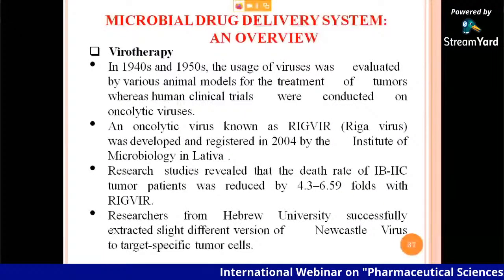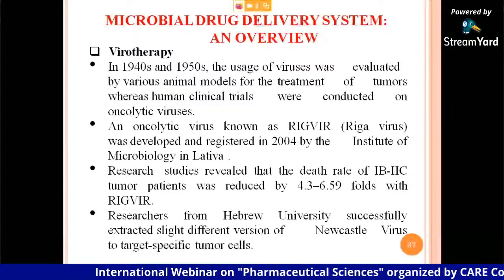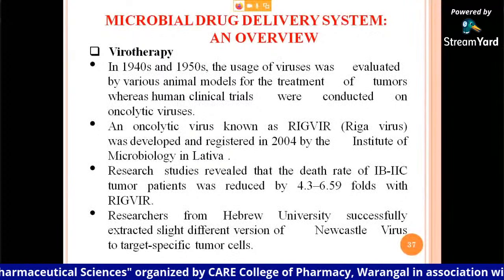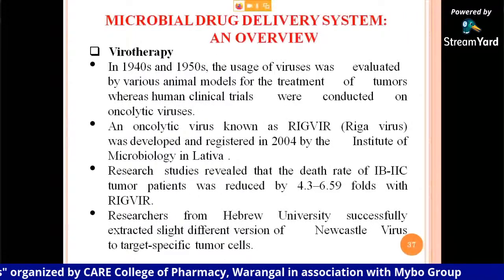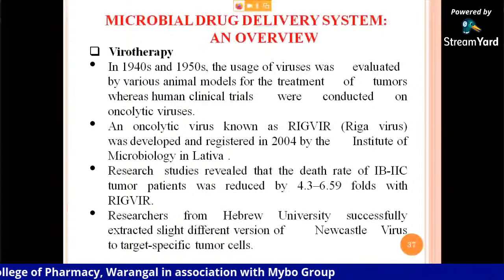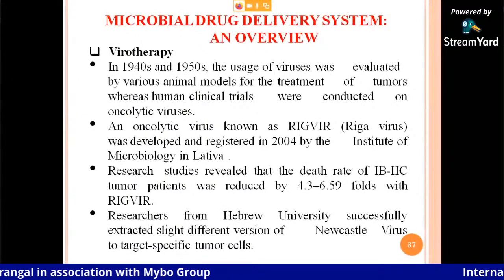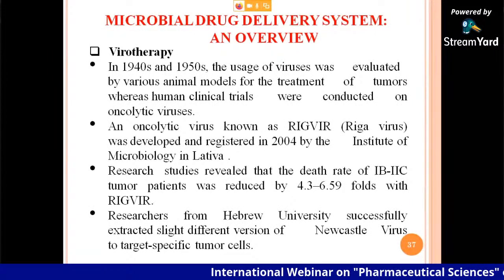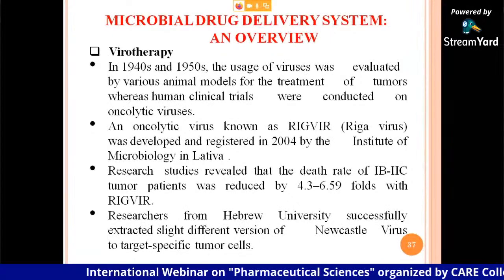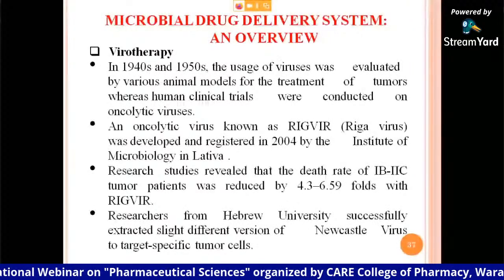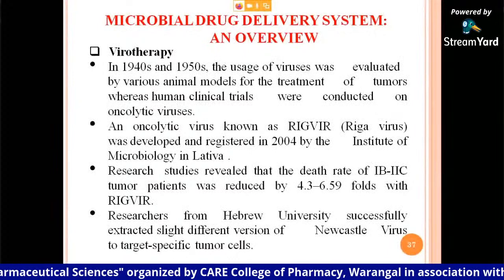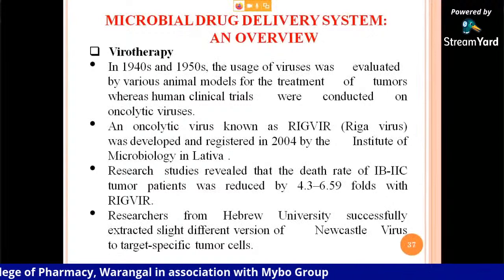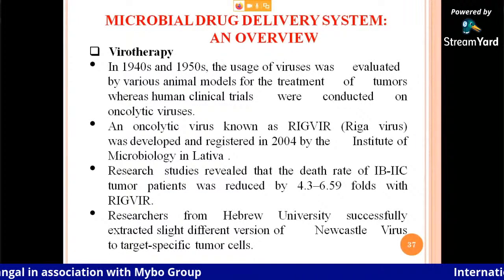Now in the 40s and 50s, viruses were evaluated for various models for the treatment of this. One classic example is an oncolytic virus known as the Rigvir virus, which was developed and registered in 2014 by the Institute of Microbiology in Latvia. Research revealed that the death rate of tumor patients was reduced more than six-fold with Rigvir. Similar research is being done by researchers from Harvard University, and in India also they are working on various aspects of virotherapy.